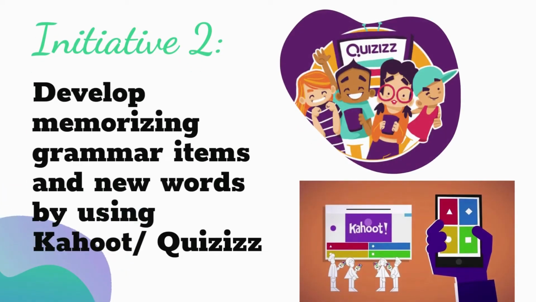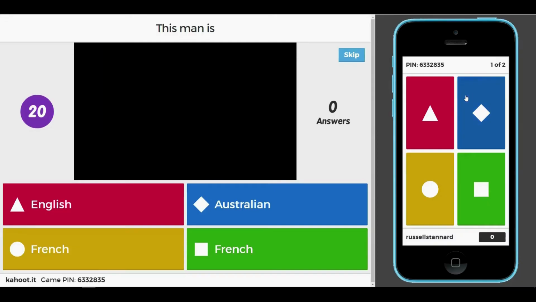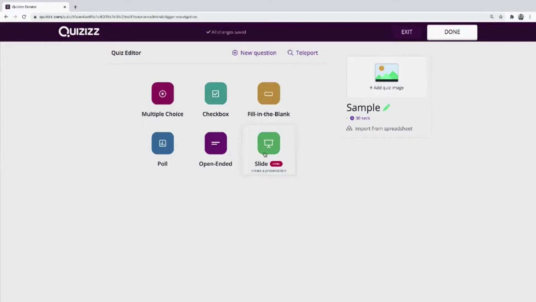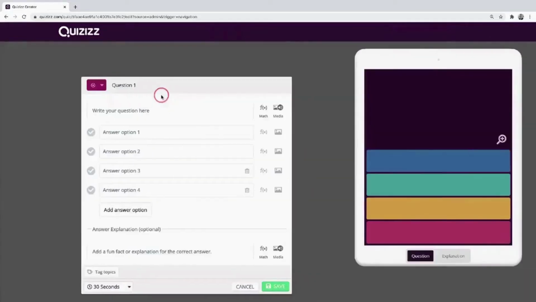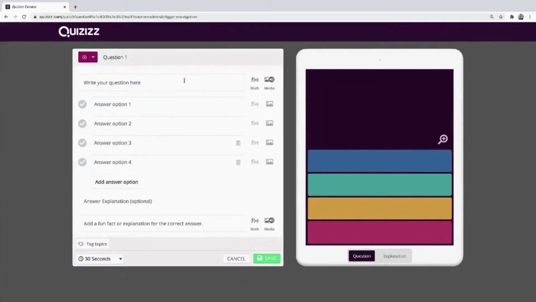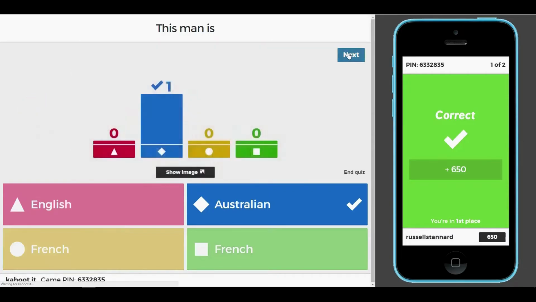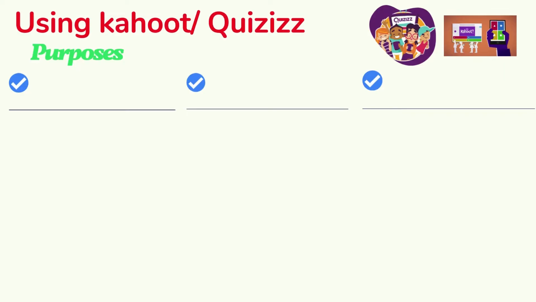Moving on to initiative number 2, develop memorizing grammar items and new words by game-based learning platforms. Kahoot and quizzes are being implemented in language school more than ever before. This initiative, on the other hand, is used to offer students the opportunity to use these technologies in review lessons on their own. The following are the purposes.